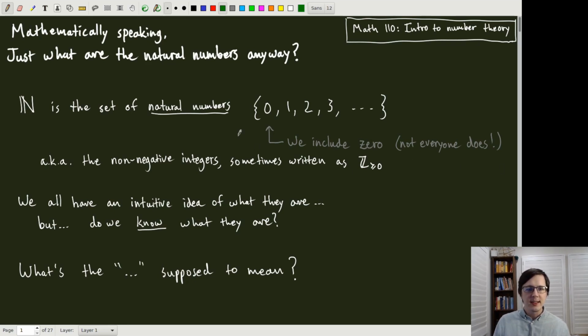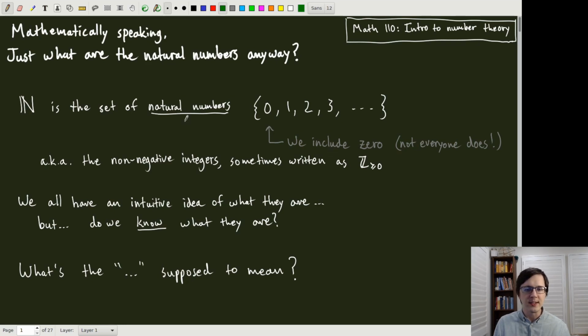What we're going to talk about today is, mathematically speaking, just what are the natural numbers anyway. So just to start things off, blackboard N is the usual symbol for the natural numbers, and it's a set starting with 0, then 1, 2, 3, and so on, adding 1 every time, forever and ever. Our convention is that we include 0, which is a reasonably common convention, but it should be known that not everyone includes it.